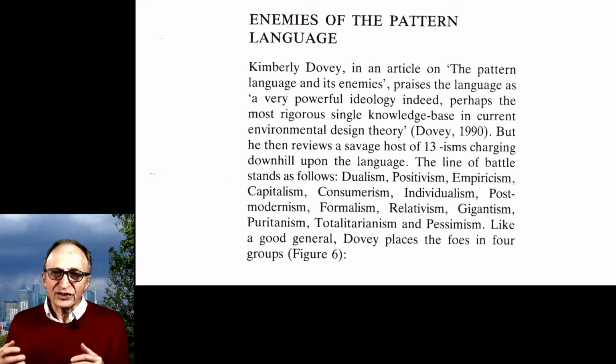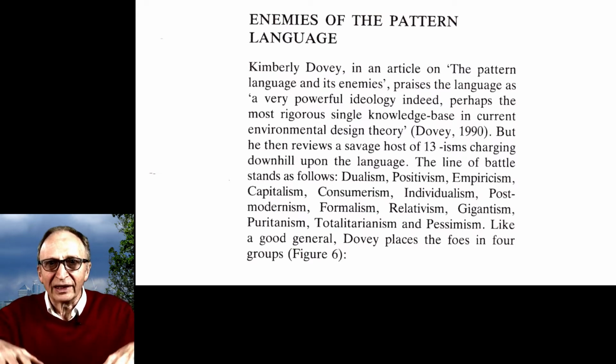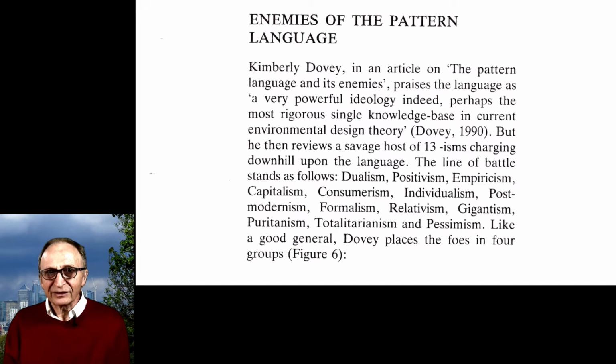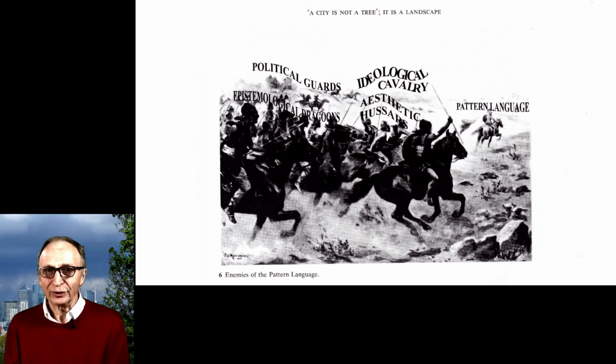But he then reviews a savage host of 13 isms, charging downhill upon the language. The line of battle stands as follows: dualism, positivism, empiricism, capitalism, consumerism, individualism, postmodernism, formalism, relativism, gigantism, puritanism, totalitarianism, and pessimism. Like a good general, Davey places the foes in groups, shown in Figure 6. Let's go through them.